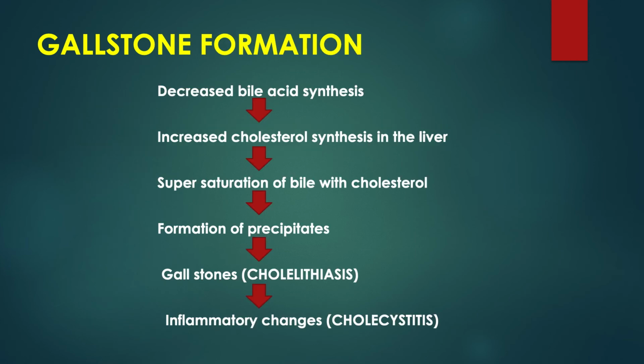Gallstones form when there is decreased bile acid synthesis or increased cholesterol synthesis in the liver, which leads to supersaturation of bile with cholesterol. It then forms precipitates, which then form gallstones. And when there are inflammatory changes, there would be cholecystitis.